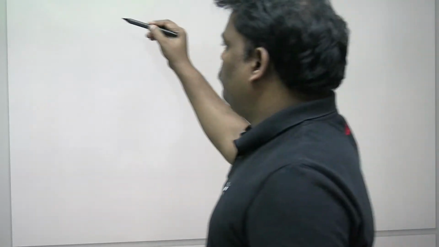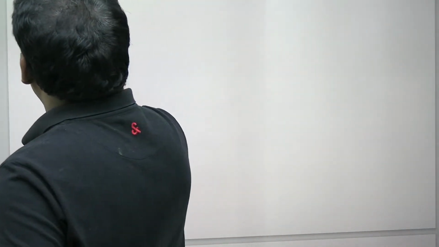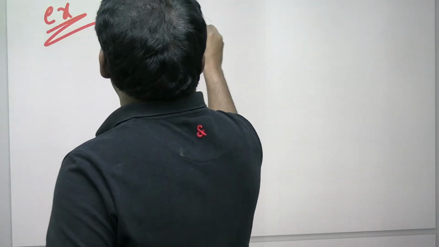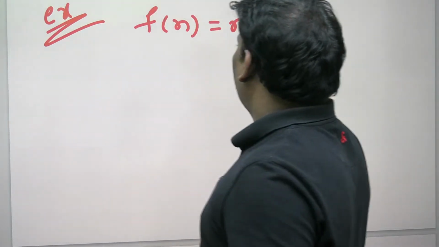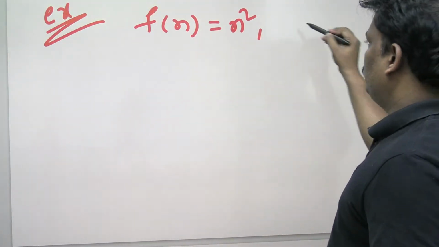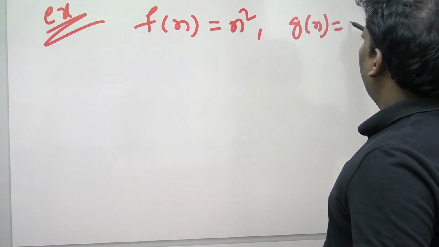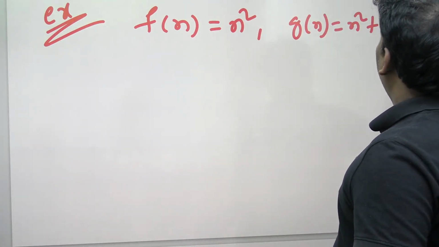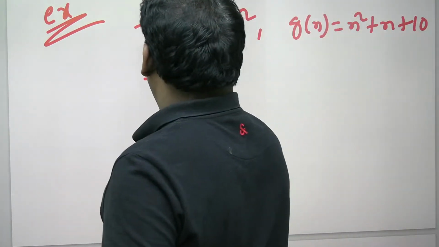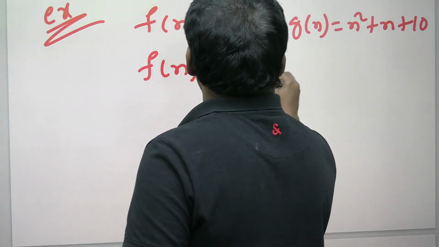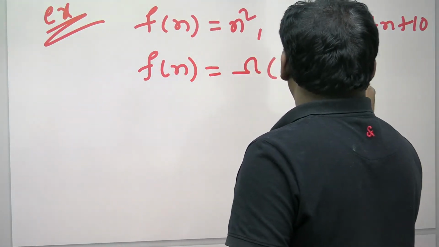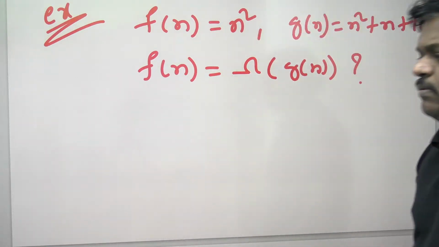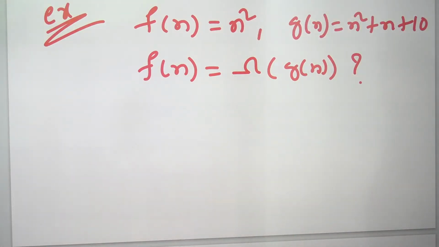Fine. Now can you help me? One more problem. I don't know how many people will give an answer. Let's try: f(n) is n square, g(n) is n square plus n plus 10. I want to prove f(n) is omega of g(n). Can you try this?